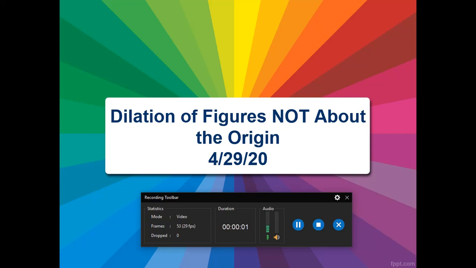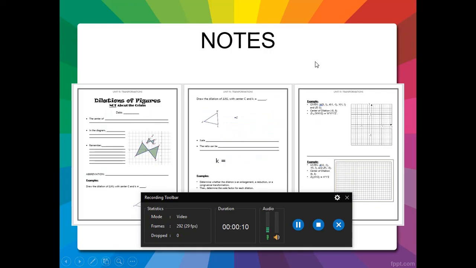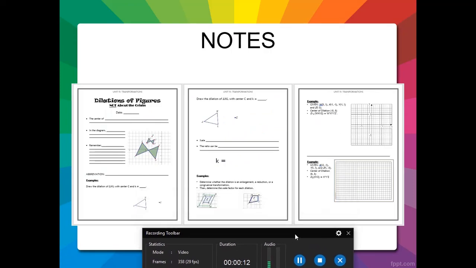Today's topic is dilation of figures, and the center of dilation is not at the origin. And we'll use April 29th as our date. Our notes have multiple pages today. So these are the three that you'll need.